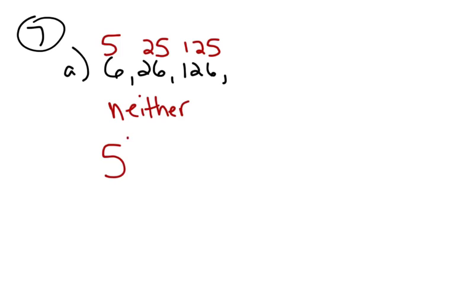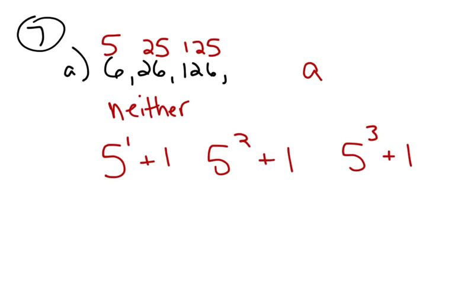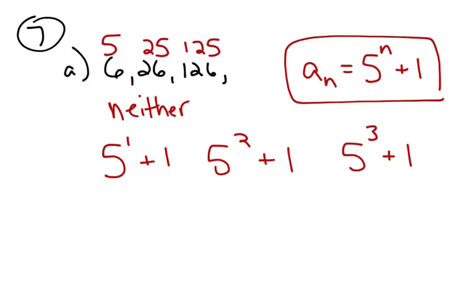So if you do 5 to the first power and add 1, you get 6. If you do 5 to the second power and add 1, you get 26. If you do 5 to the third power plus 1, you get 126. So a sub n is 5 to the n power plus 1. But that kind of takes some getting used to. You have to practice trying to look for these kind of strange patterns.